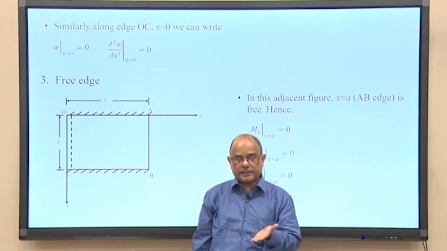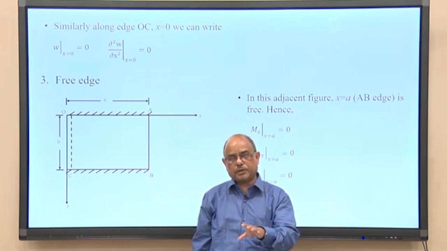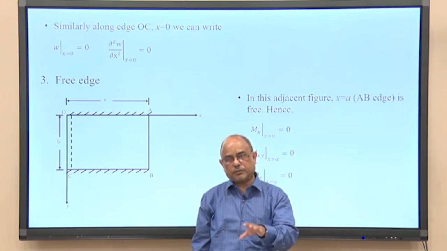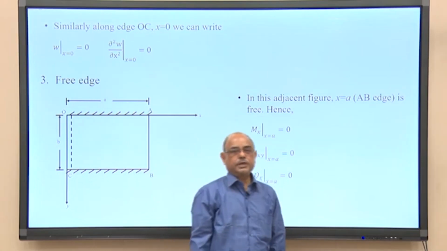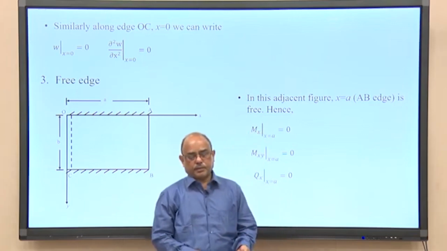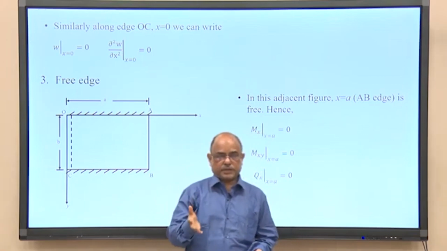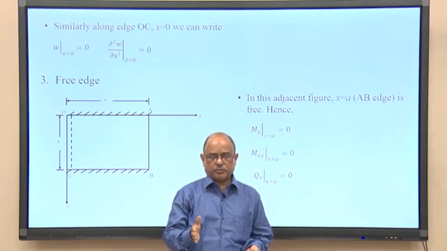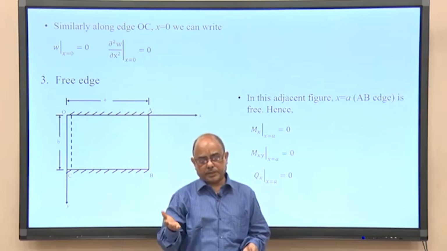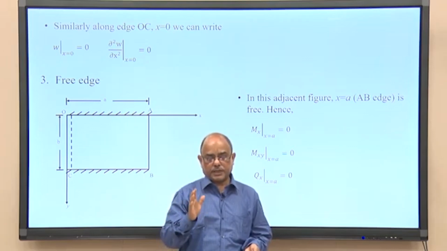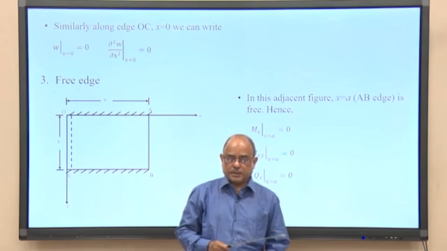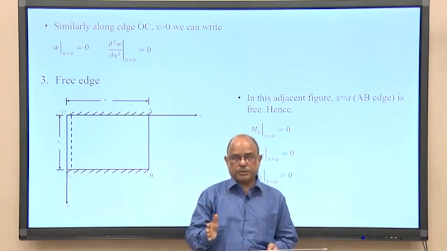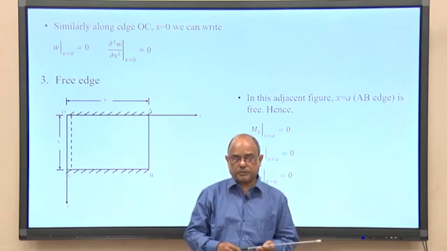So, in that case we have to impose the force boundary condition, that is the condition for shearing force and bending moment. Now, in the plate you know that due to generation of shear stress there will be twisting moment. So, at the free edge we have three quantities to vanish: bending moment 0, twisting moment 0 and shear force 0.